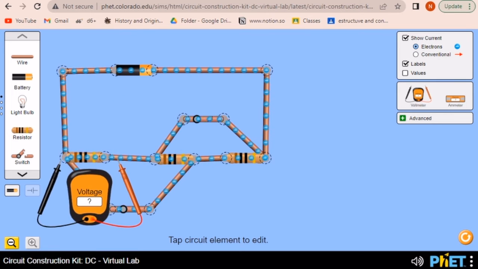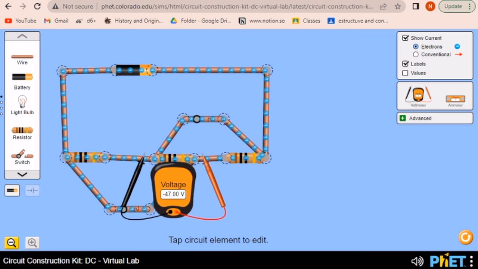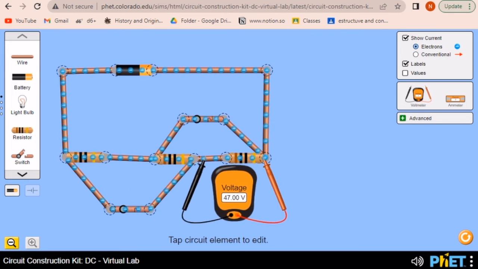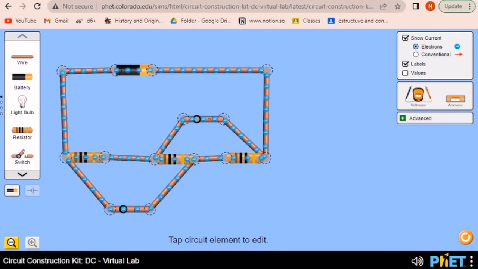If we place it over the first resistor, we get 47 as well. If we place it over the second resistor, we still get 47. And over the third resistor, we also get 47. So this means that when we closed the switches as we did, we connected the resistors one over the other in parallel, because we know that in parallel, the potential difference is constant.